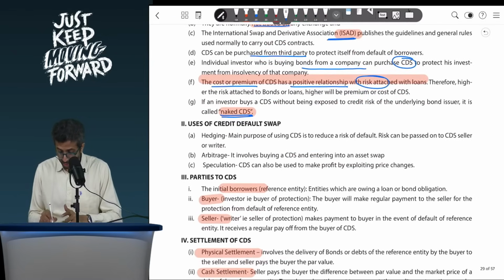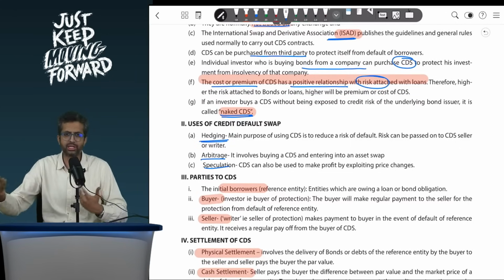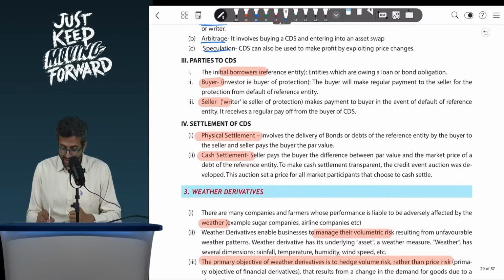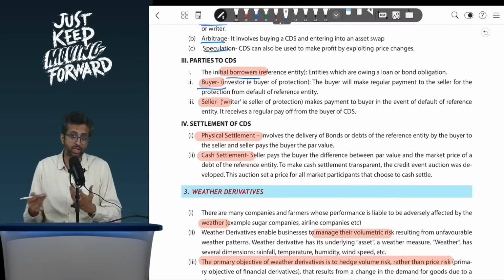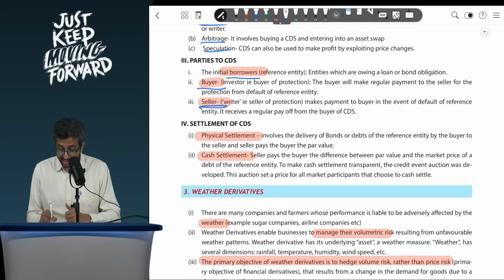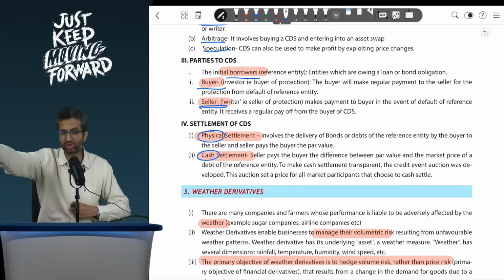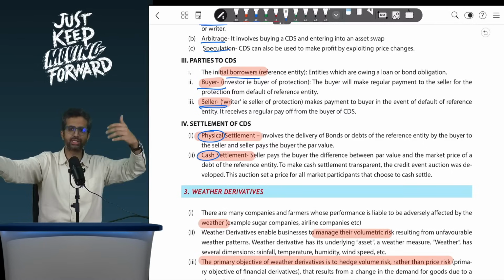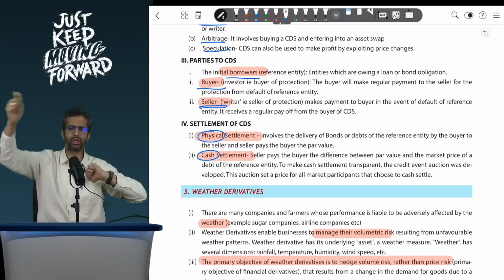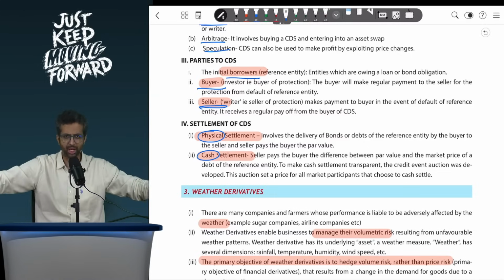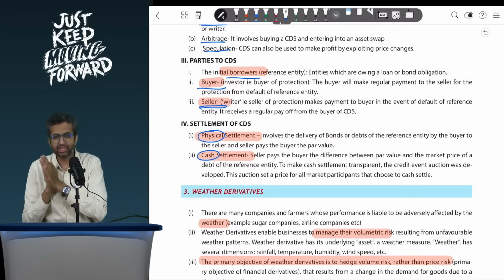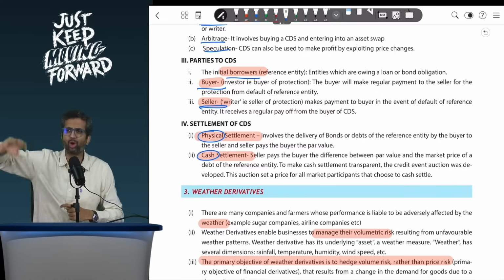The main uses of a credit default swap are hedging and protection, and it can also be for arbitrage or for speculation, like in a naked CDS. The parties to a CDS, as we said, are the initial borrower like SpiceJet, the holder of the bond, and a seller who is writing or selling the CDS. Settlement of a CDS can happen on a physical basis or on a cash basis. If it happens on a physical basis, the holder of the bond will give the actual bond to the CDS seller, and the seller will give the par value. So I will give my bond and they will give me 100 rupees, which was the agreed par value. In case of a cash settlement or a net settlement, I will not give them the bond.